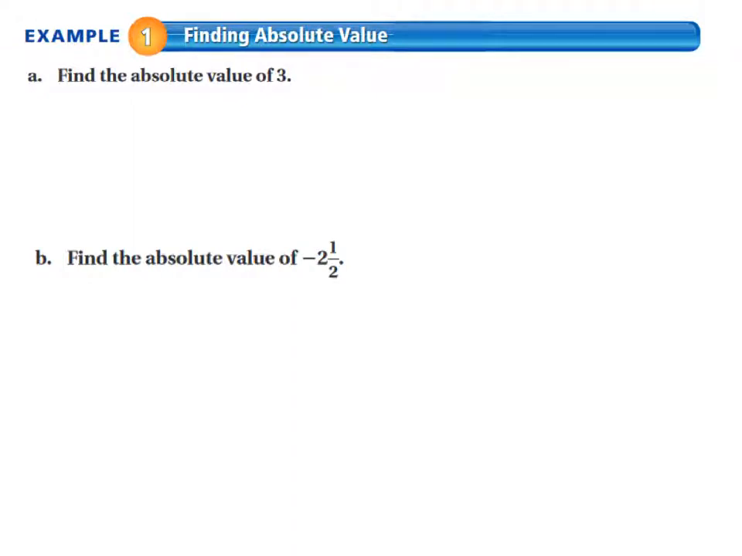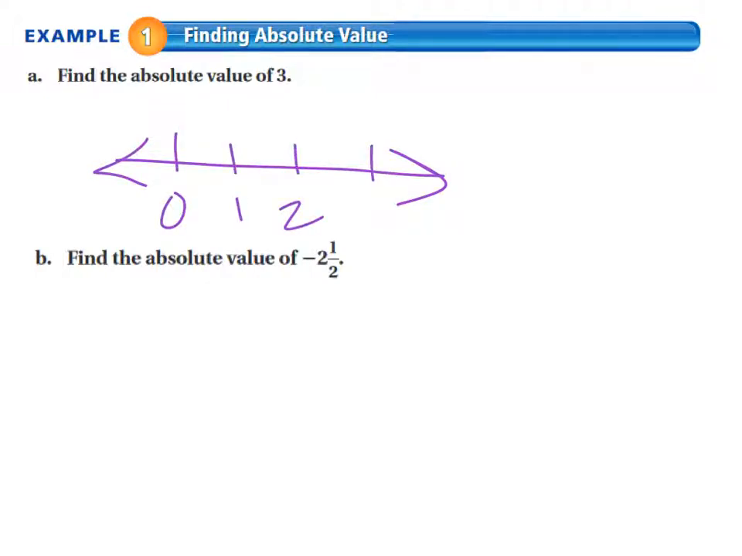Example 1, Part A. Find the absolute value of 3. So we're going to show this on a number line because I want you to see what it actually means. We're going to plot 3 on a number line. And remember, absolute value means the distance between that number and 0. So we're going to find the distance from 0. It's 1, 2, 3. So the absolute value of 3 is 3.